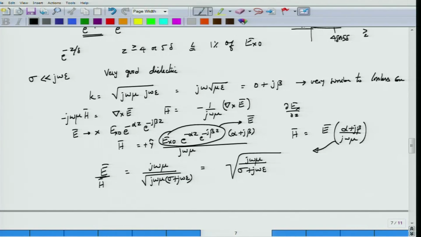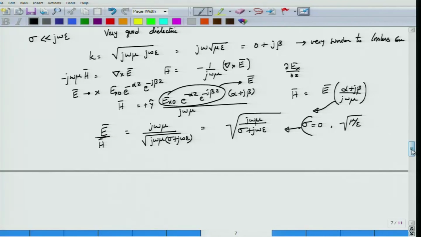You can convince yourself that this expression must be true, because when you take sigma equal to 0, this ratio of E by H, which is basically the ratio of the electric and magnetic field vectors and describes the wave impedance, will reduce to square root of mu by epsilon, and for the case of free space this will be equal to square root of mu 0 by epsilon 0. So this equation is correct, and that checks out with the case that we already know how to compute for the wave impedance. But there is actually a significant thing that has happened over here.